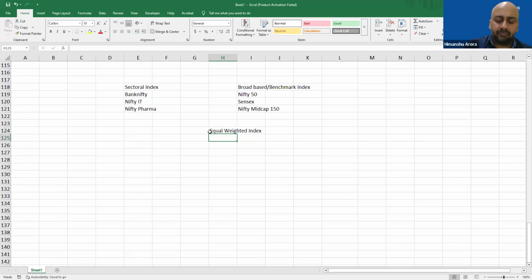Then you got price weighted index. Then you got volume weighted index. यहां पर सबको सेम वेटेज मिलती है. यहां पर the higher the stock price, the more the weightage. The higher the volume in a stock, the more the weightage.